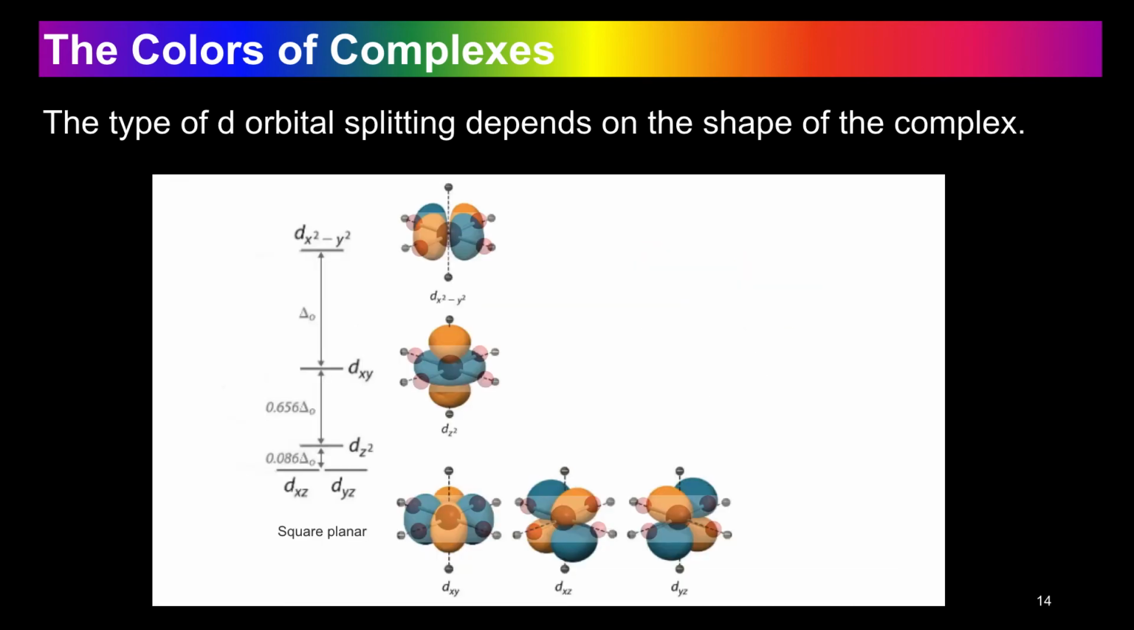In a square planar complex, there are 4 ligands as well. However, the difference is that the electrons of the ligands are only attracted to the xy plane. Any orbital in the xy plane has a higher energy level. There are 4 different energy levels for the square planar. From the highest energy level to the lowest energy level are dx squared minus y squared, dxy, dz squared, and both dxz and dyz.